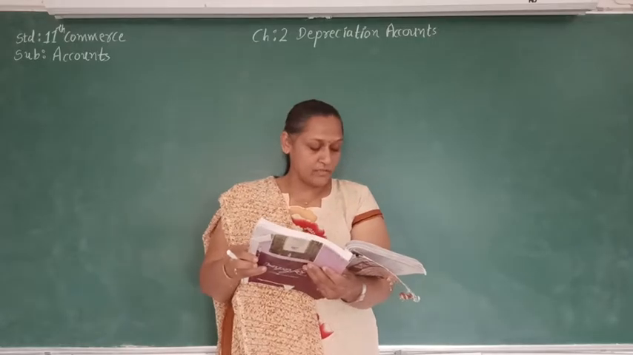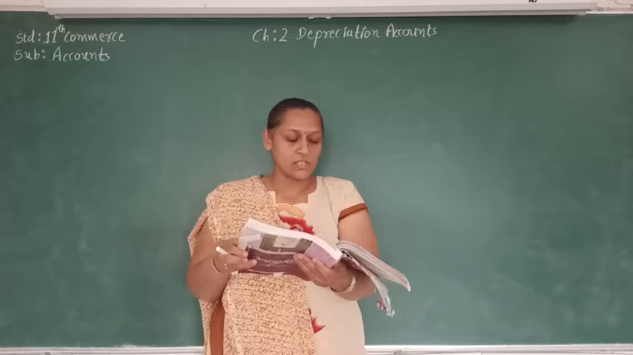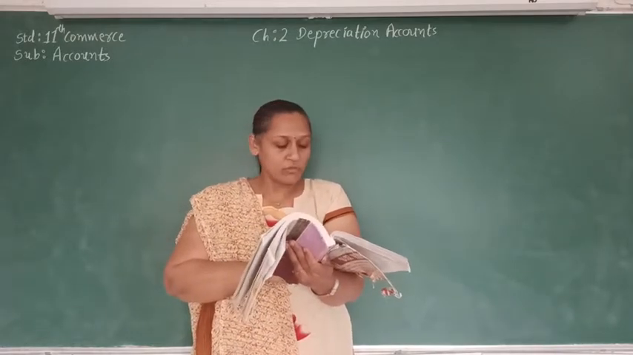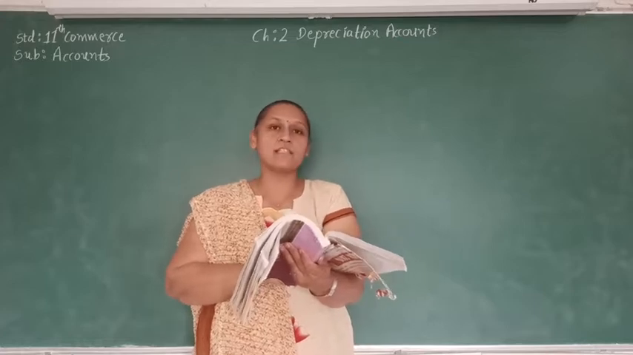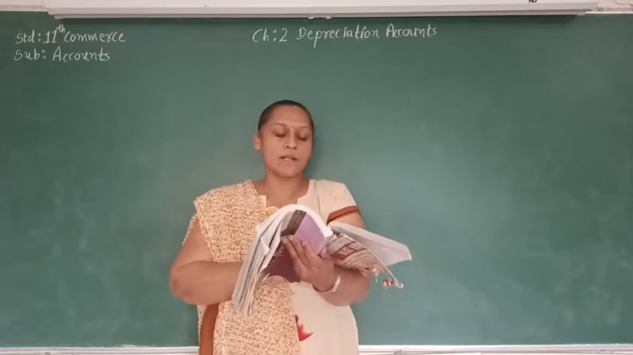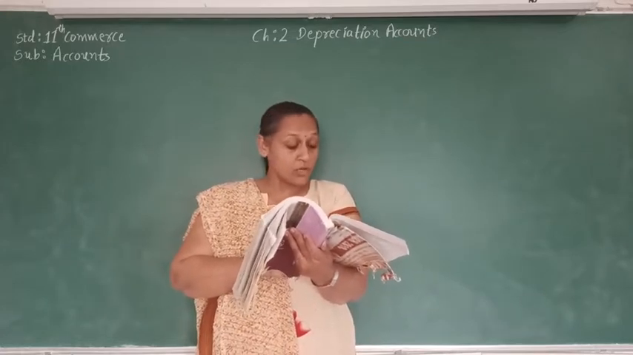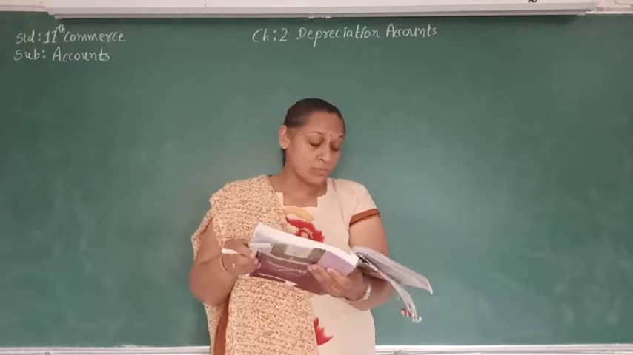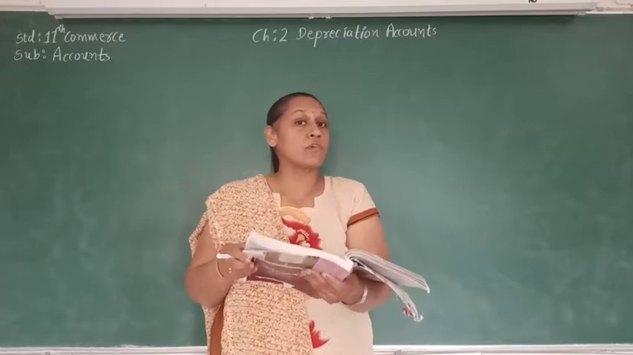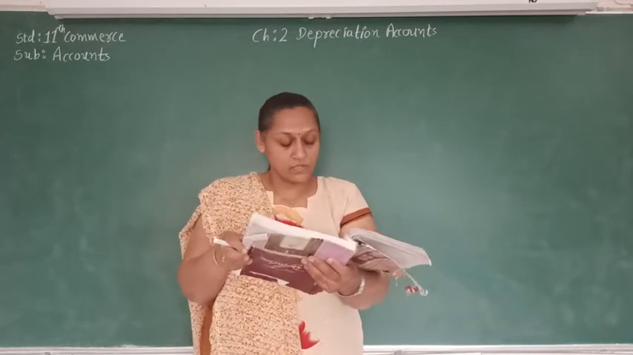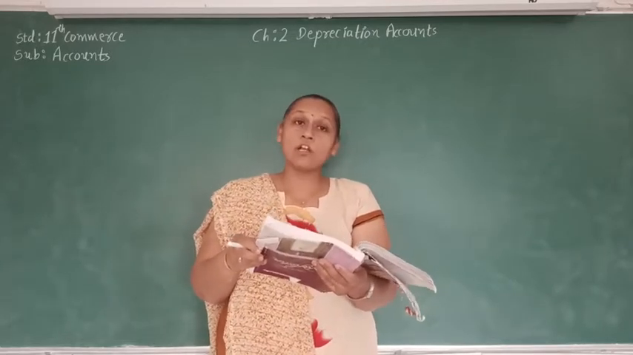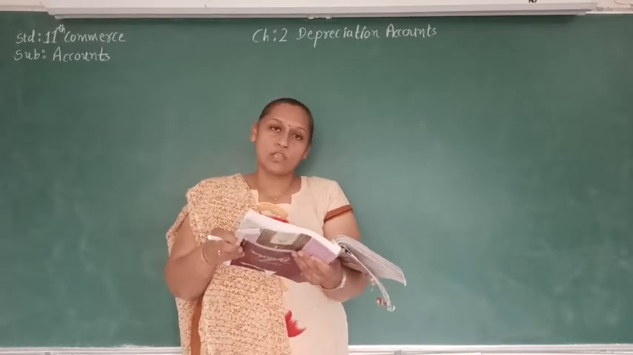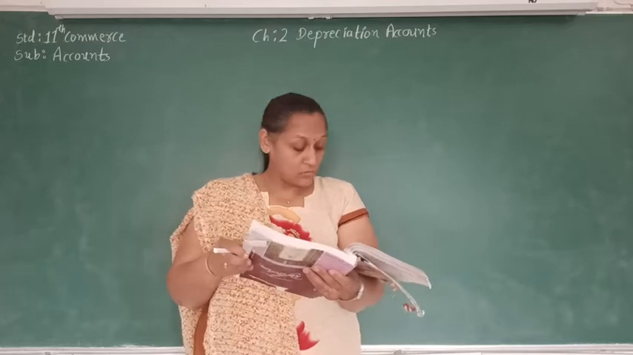Illustration number 15. Saxon Limited has purchased one machine on 1/4/12 for 74,000 and its installation cost is 6,000. So here 74 plus 6, it will be 80,000. And the second machine was purchased on 1/10/13, that is 1.5 years later than the first machine. It was purchased for 68,000 and installation charges were 4,000. So the total of that will be 72,000.